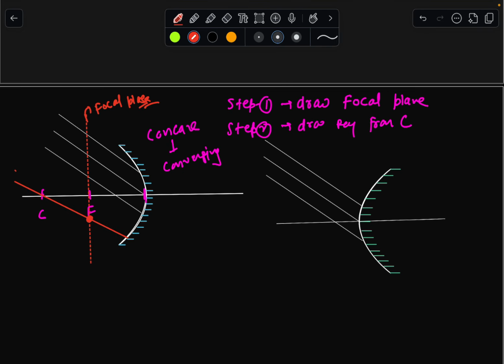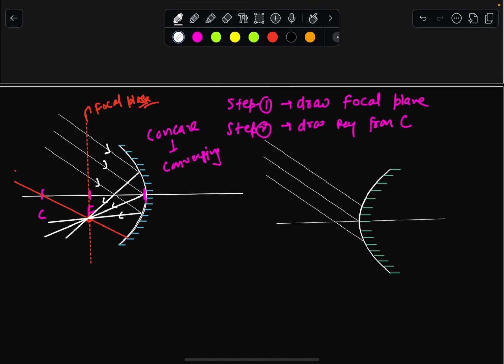Now beta, this is a concave mirror. Concave mirror means converging mirror. It converges all the rays of light on that particular point. Okay, so this should be the ray diagram. Don't forget these arrows. Arrows are very important. So how to do it? Sir, first the focal plane, then the ray of light from the center of curvature, then if converging, converge on that particular point. Diverging means from that particular point the light should go away.